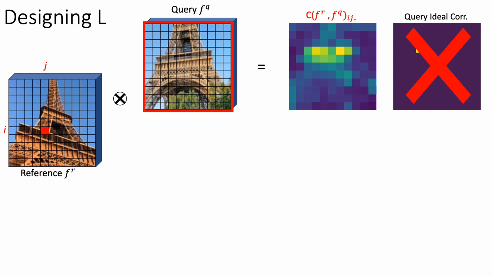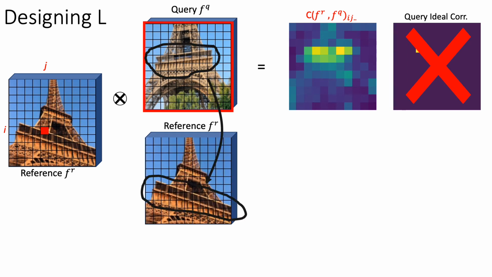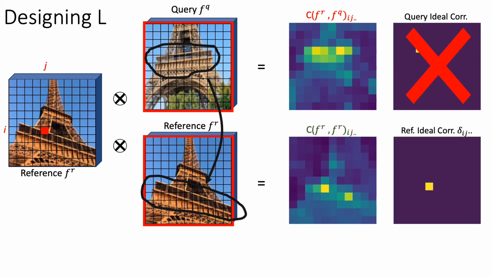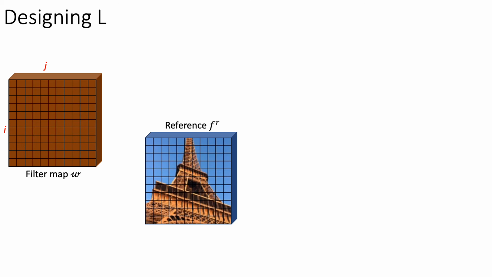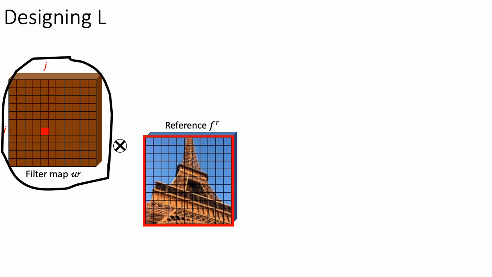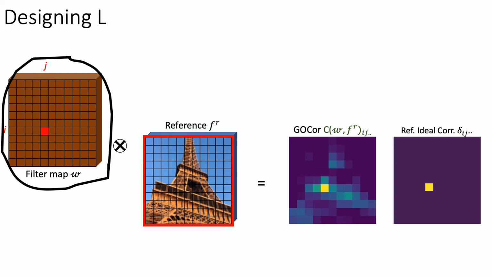But we know that most similar-looking regions in the query, such as this one, are also present in the reference image. And when we correlate that point of the reference to the reference itself, the feature correlation layer also produces an inaccurate matching confidence map. But in this case, we know the location of the ground truth match. We can therefore generate a filter map W so that W correlated with the reference feature resembles the ideal correlation.